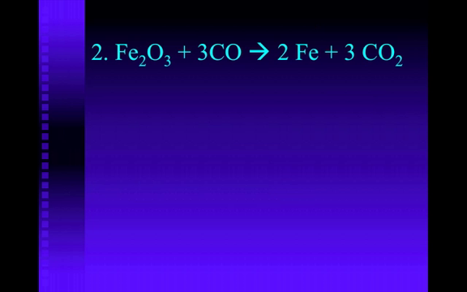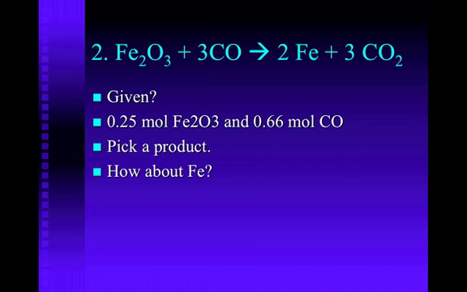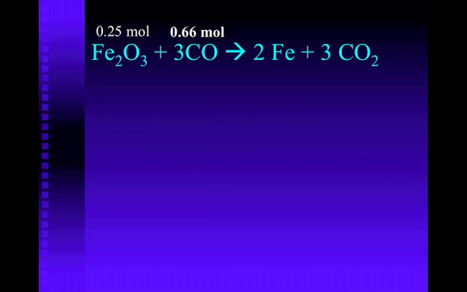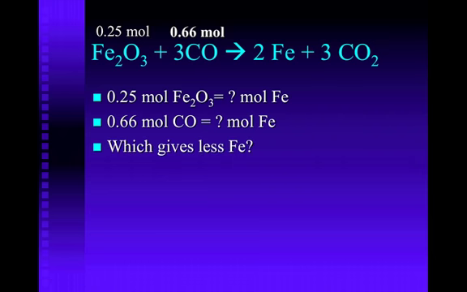Let's try number 2. On this problem, you're given iron 3 oxide and carbon monoxide to make iron and carbon dioxide. The givens are 0.25 moles of iron 3 oxide and 0.66 moles of carbon monoxide. Let's pick iron. So here's my equation with the givens up above. I'm going to start by making a fence post from each given, from the iron 3 oxide to the iron, and then I'm going to make another fence post from the carbon monoxide to the iron and compare answers and see which one gives me the smallest answer.